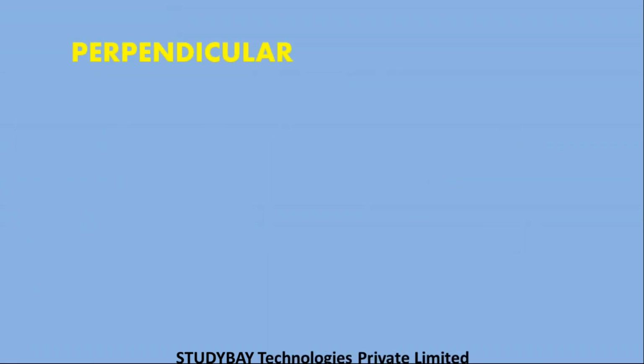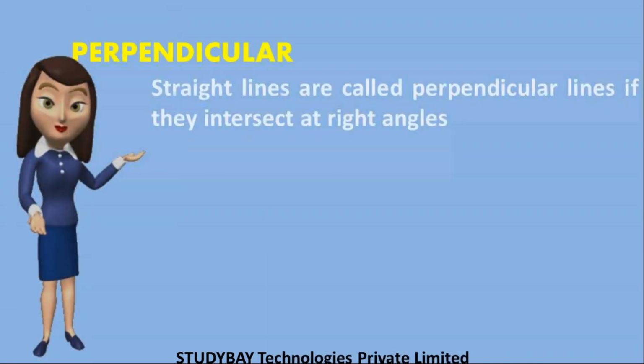Then perpendicular. Straight lines are called perpendicular lines if they intersect at right angles. Let's say we have a red line over here and one yellow line is intersecting that line, and the angle between the yellow line and red line is 90 degrees. This says that these two lines are perpendicular to each other.